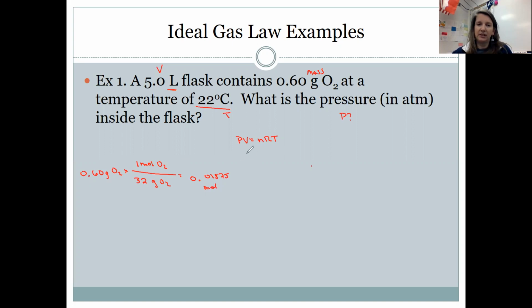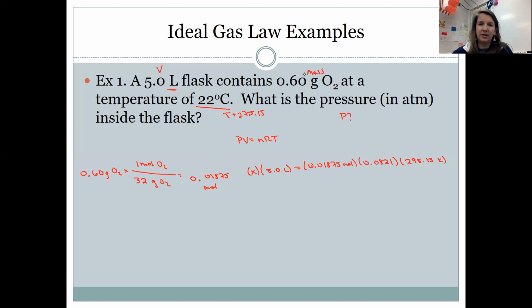So I want to plug my variables into my PV equals nRT equation. I'm going to be looking for P, so that's my X. My volume is 5.0 liters. My moles I just calculated is 0.01875. My R is the ideal gas law constant, 0.0821. And my temperature has to be in Kelvin, so I have to add 273.15. Oops, I put the decimal point in the wrong spot. 273.15. So that's going to be 295.15.